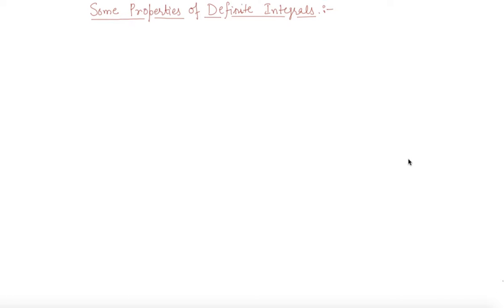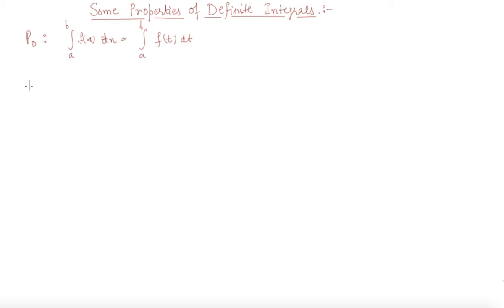So in today's lecture we will discuss some properties of definite integrals. Okay, so I'm writing down property number 0, which is the integral from a to b of f(x) dx is equal to the same limits a to b of f(t) dt. So if I change the parameter of the integrand, there is no change in the value of the integral. So the integral remains the same.